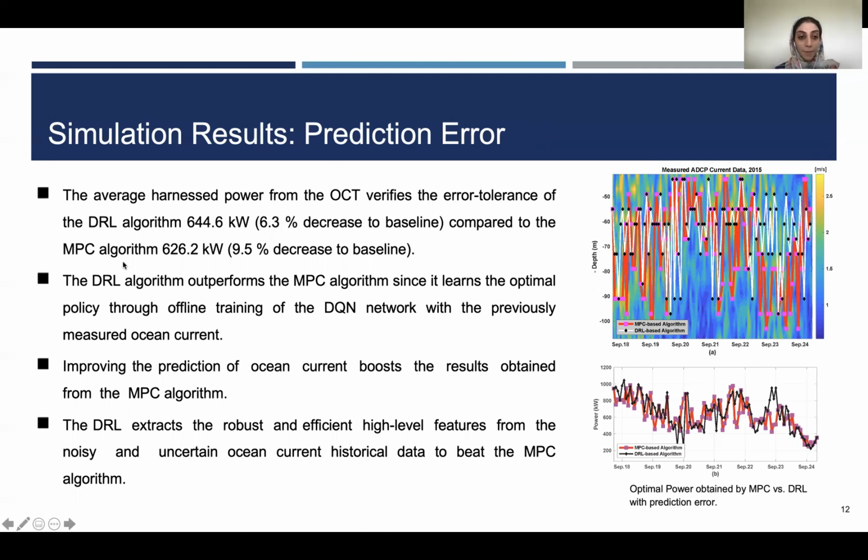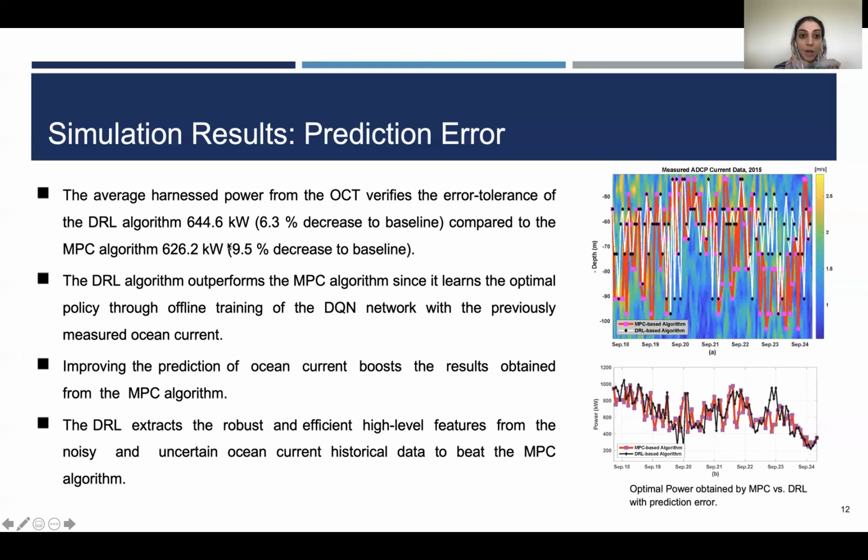But for the MPC algorithm, we have 626 in a similar condition, which shows a 9.5% decrease compared to the baseline. So the MPC is less error tolerant. And we should mention that the deep reinforcement learning algorithm can show better performance due to its capability to train in the offline mode and learn from the recorded velocities.